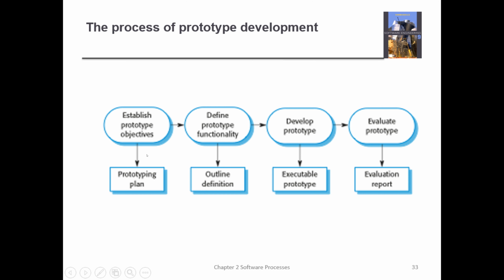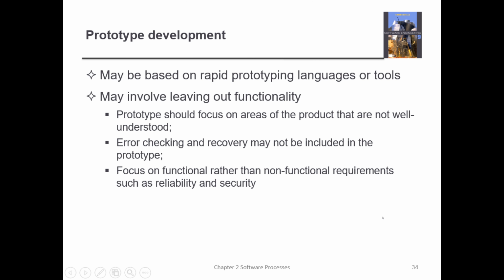So to establish the prototype objectives, you come up with what you call the prototype plan. Here you come up with the outline definition. Here you come up with the executable prototype. These are the outputs now for each step. And then you come up with the evaluation report. Prototype development.